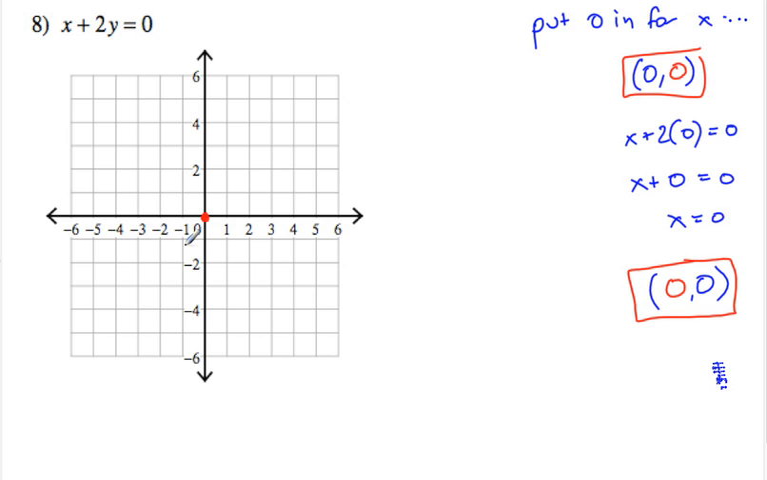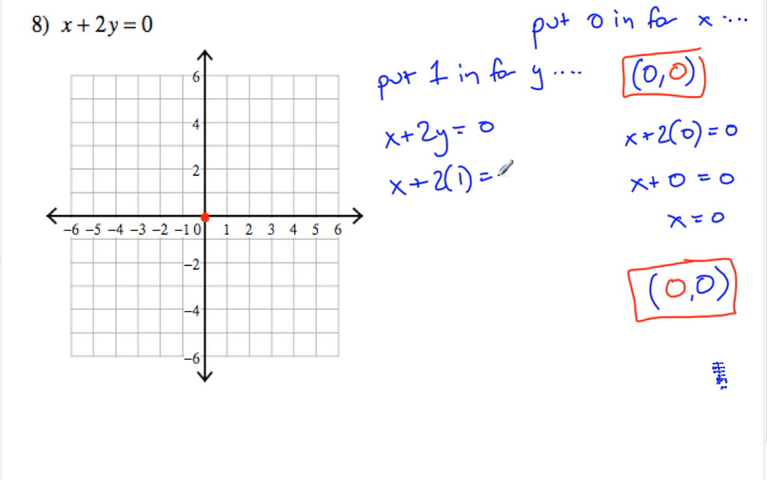So you know what? I'm going to pick an easy one. I'm going to put 1 in for y and see what happens. Now, why did I pick 1? Well, no real reason, to be honest. I just figured I'd try it. Let's see, x plus 2 times 1, that would be x plus 2 equals 0.